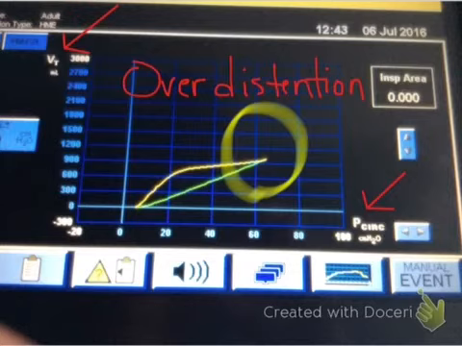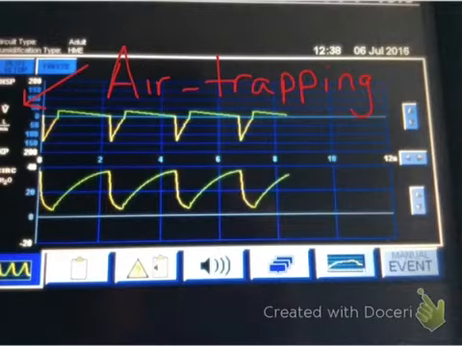Another advantage of looking at the loops, in this case the pressure volume loop, is an easy way to discern over distension. In this example, you can see that there is a bit of over distension because it's taking a high pressure to deliver that tidal volume to the patient. Air trapping is yet another issue that can easily be displayed. Air trapping is easy to detect on the flow time scalar.